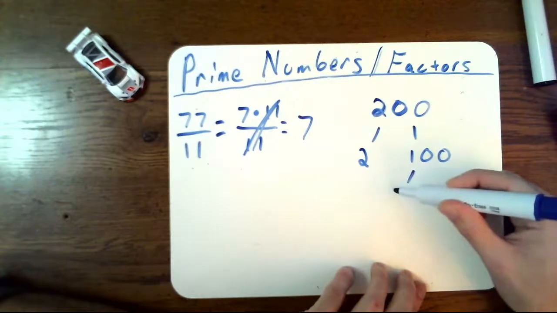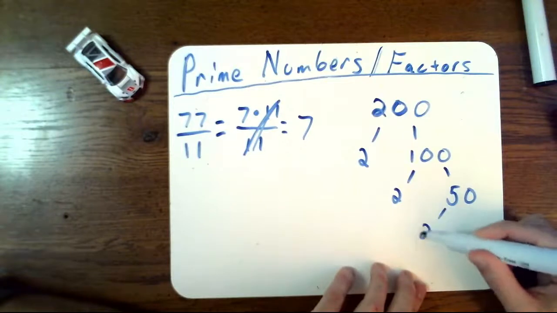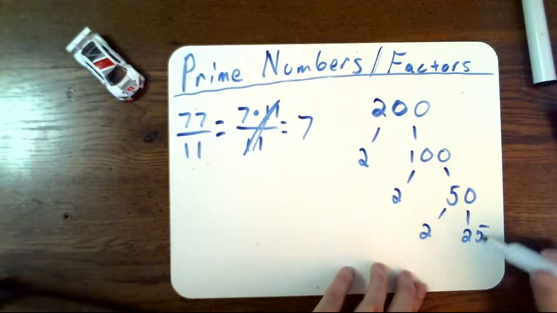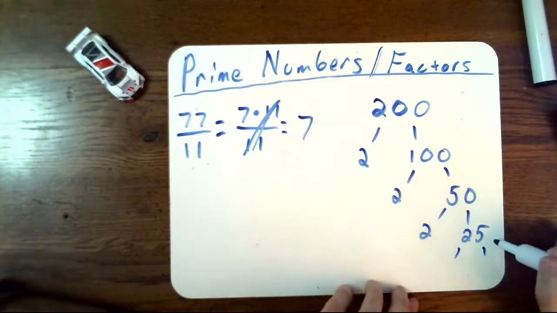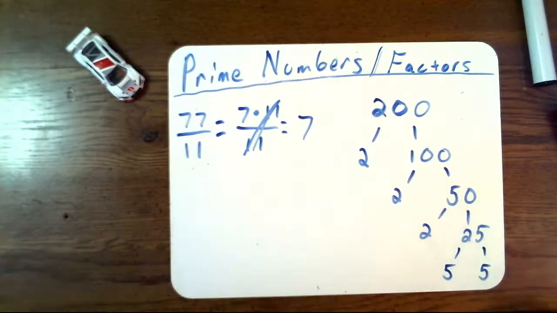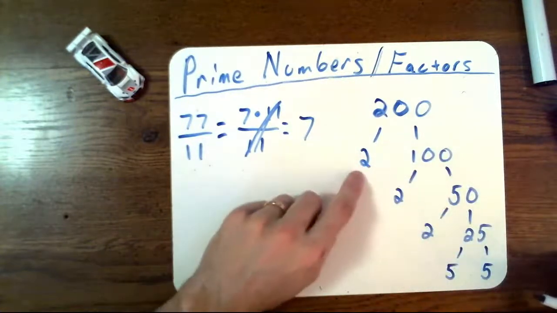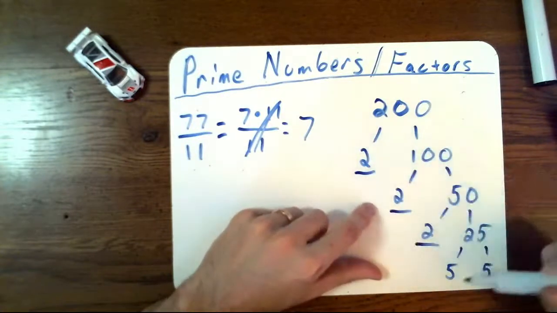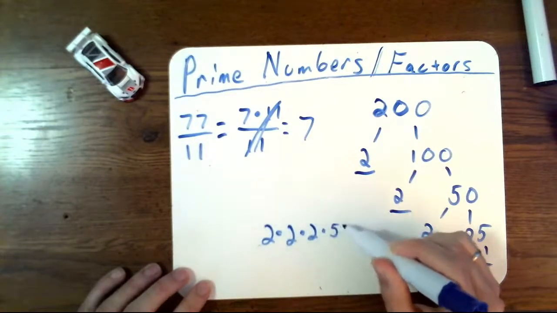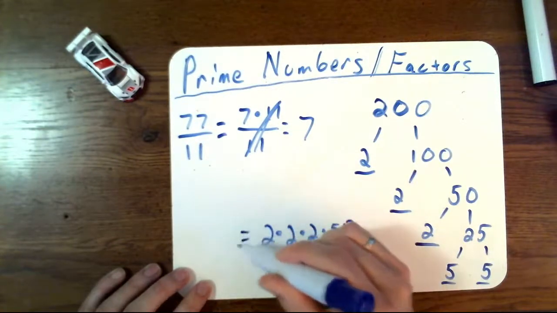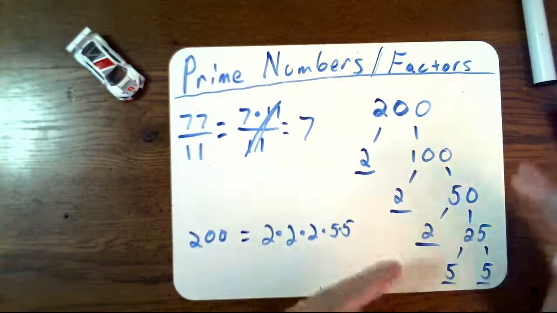100 is also even. 100 is 2 times what? 2 times 50. 50 is even. 2 and 25. 25 is not even, so now we got to get a little more clever. I know that this is a multiple of 5, which is 5 times 5. So writing 200 out in factored form is going to be 2, 2, 2, 5, 5. So 2 times 2 times 2 times 5 times 5. And this is called the factor tree.